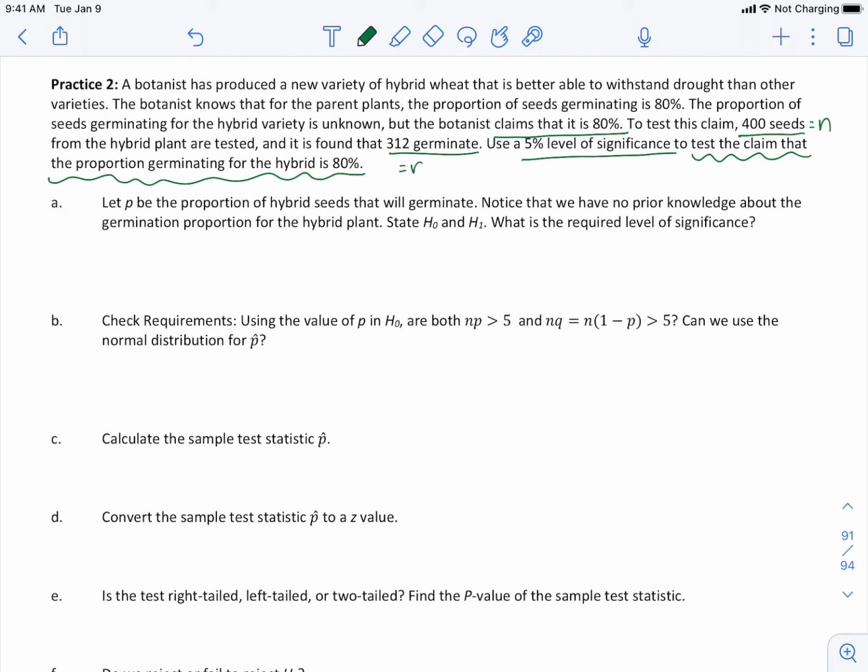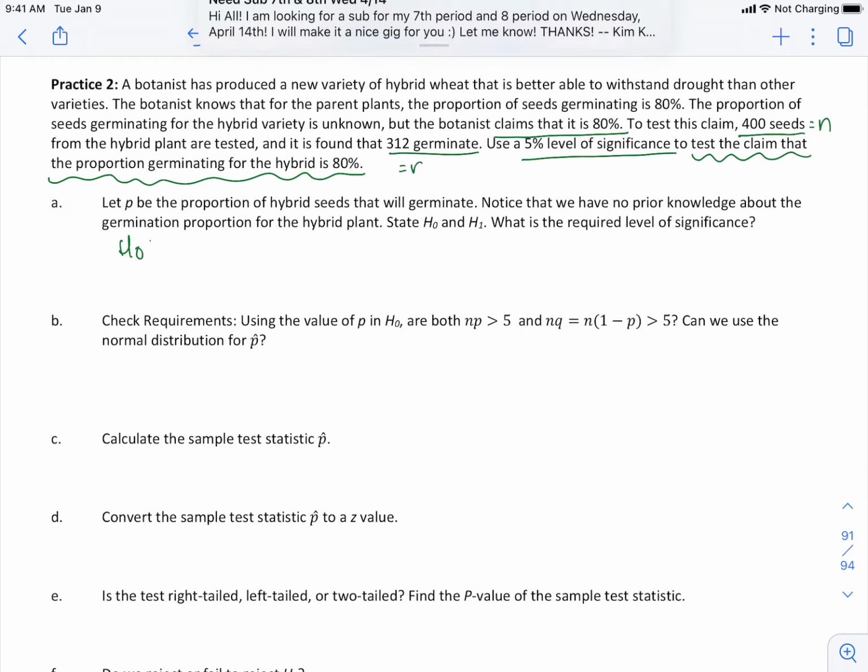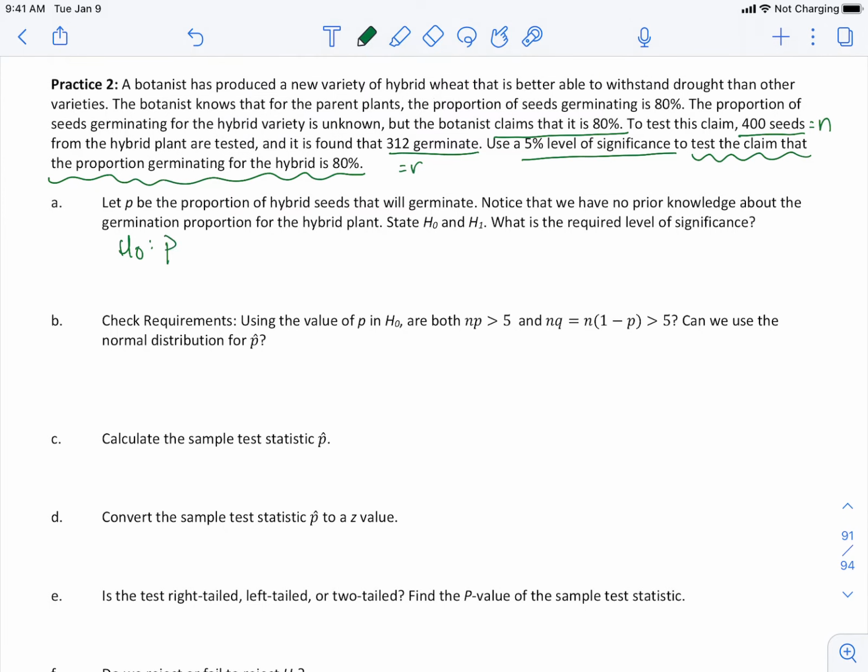All right, so let P be the proportion of hybrid seeds that will germinate. Notice that we have no prior knowledge about the germination proportion for the hybrid plant. State our null and alternate hypothesis. What is the required level of significance? So our null hypothesis is going to be that our P is equal to 0.8. Because we have no prior knowledge and we want to just test if it's 80, our alternate hypothesis is going to be P does not equal 0.8. Our level of significance, alpha, is 0.05.